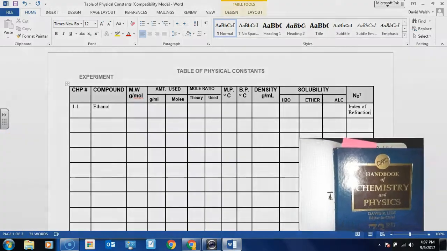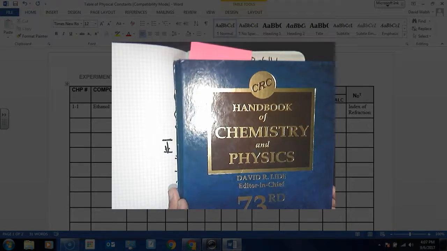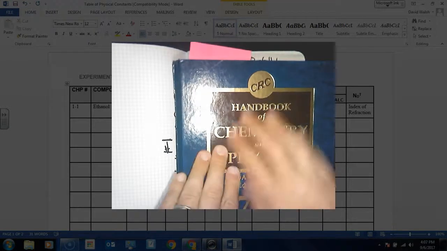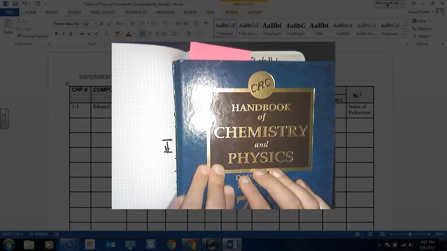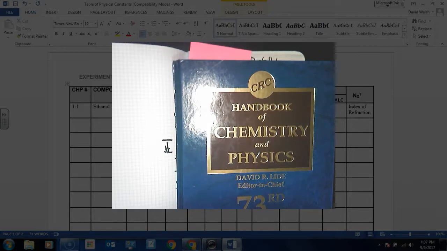And that idea has to do with this book. Let me make it bigger here. So this is the Handbook of Chemistry and Physics. There's one of these in the library. There's a couple in the lab. And I'm actually going to send you one digitally through Google that I have. But what this is, is a huge reference book for all sorts of, you guessed it, physical constants.